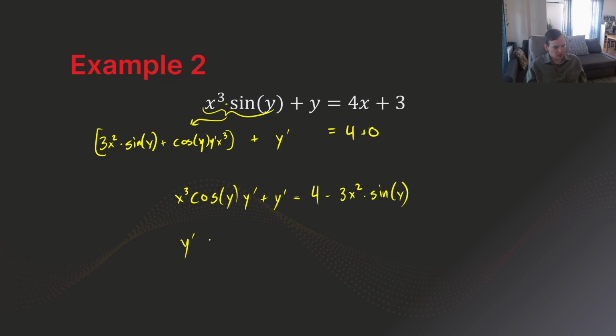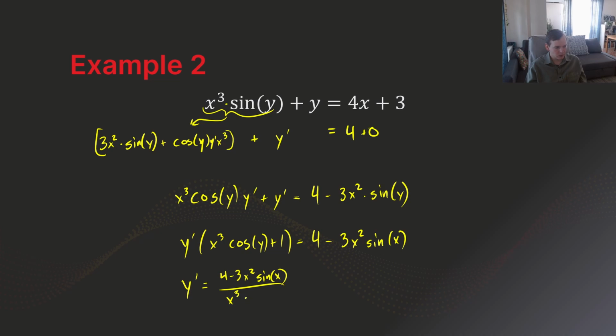Factor out y prime, and I'll get x cubed times cosine of y plus 1 is equal to 4 minus 3x squared sine of x. And if I divide, I will have y prime is equal to 4 minus 3x squared sine of x over x cubed cosine of y plus 1. And that is our derivative.